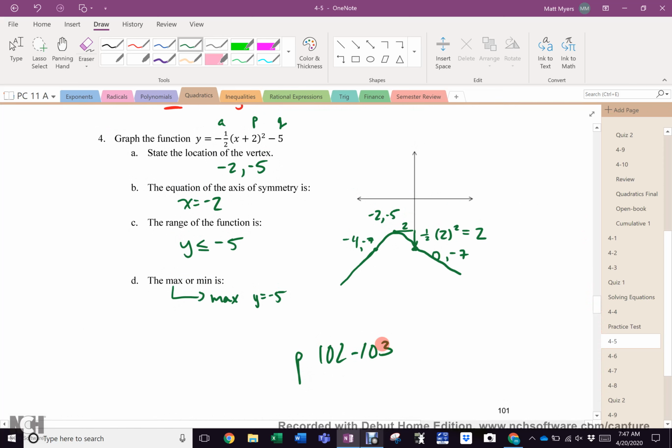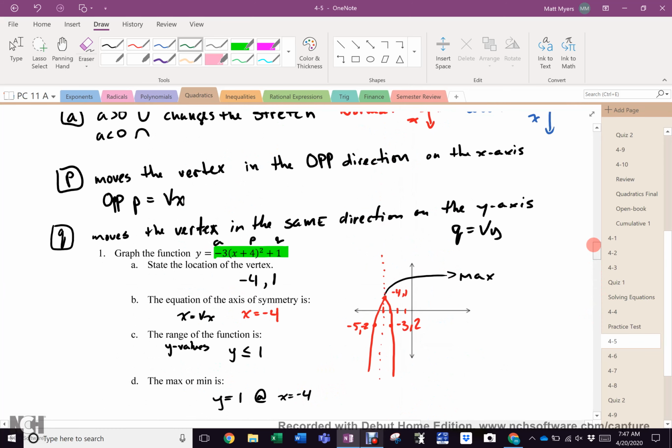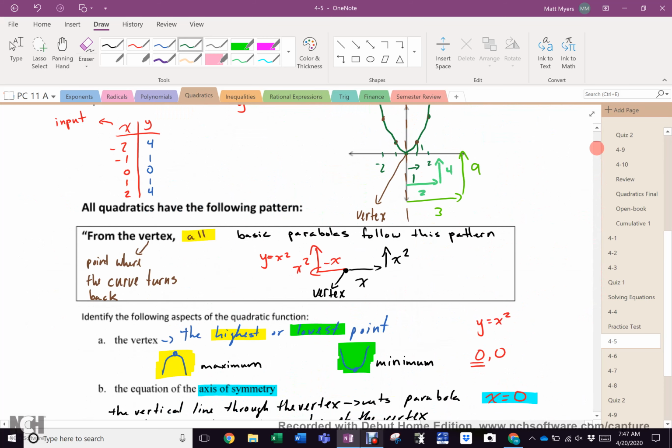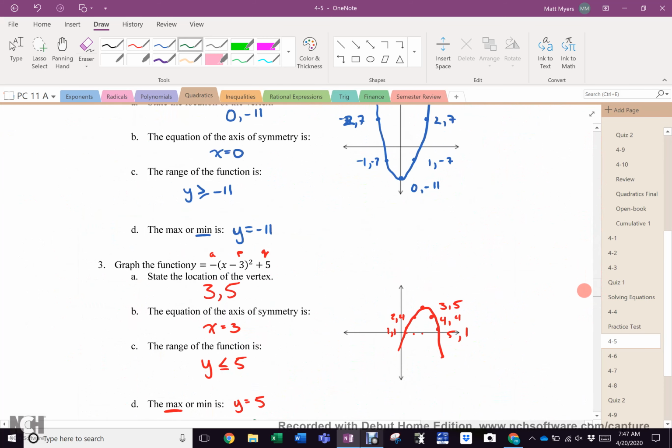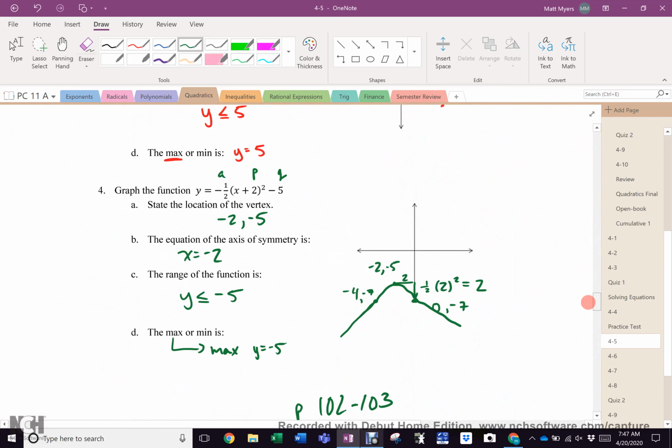And the quiz that will go live on the Google Classroom will cover these. The quiz will cover pages 98 to 103.